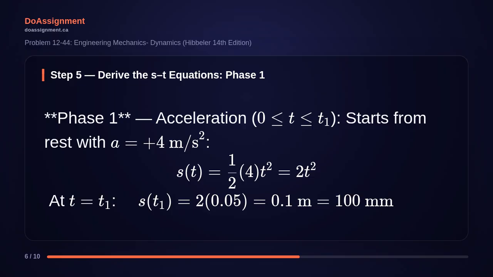In phase 1, from time 0 to t1, the particle starts from rest and accelerates, giving position s equals 2t squared. At the end of phase 1, t equals t1 and s equals 0.1 meters or 100 millimeters.